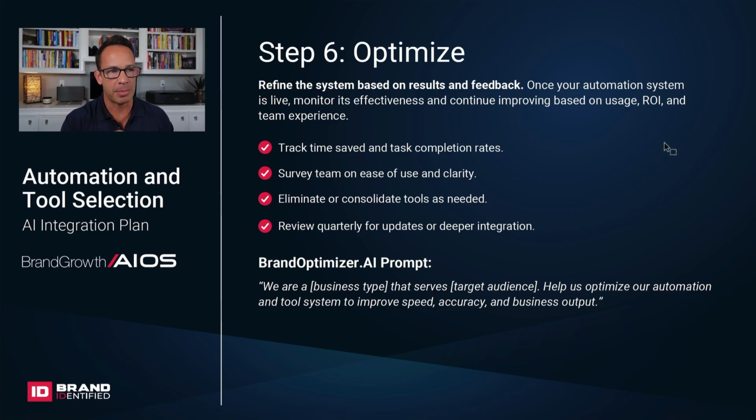So track the time saved and the task completion rates. Survey your team on ease of use and clarity. Eliminate or consolidate tools as needed, and review quarterly for updates or deeper integration. And then as always, I've given you another BrandOptimizer.ai prompt to help you out here in step number 6.